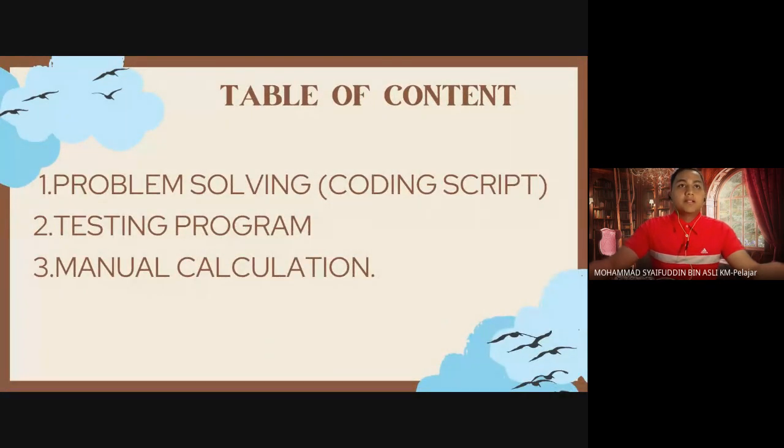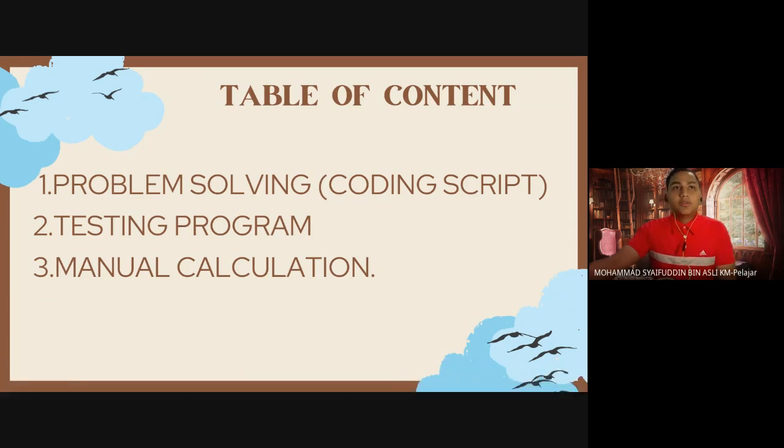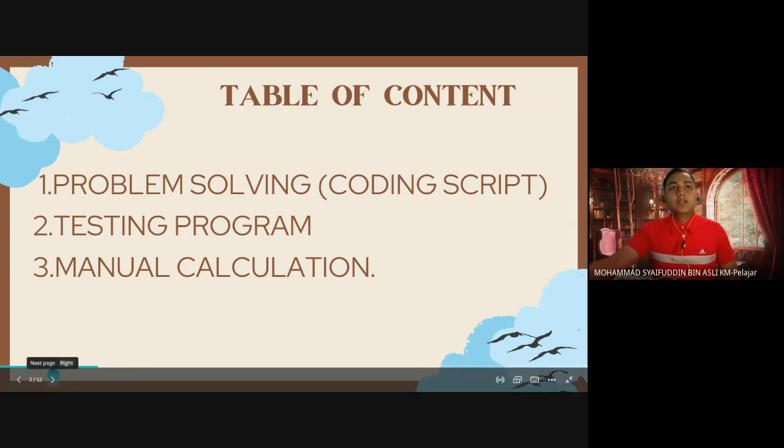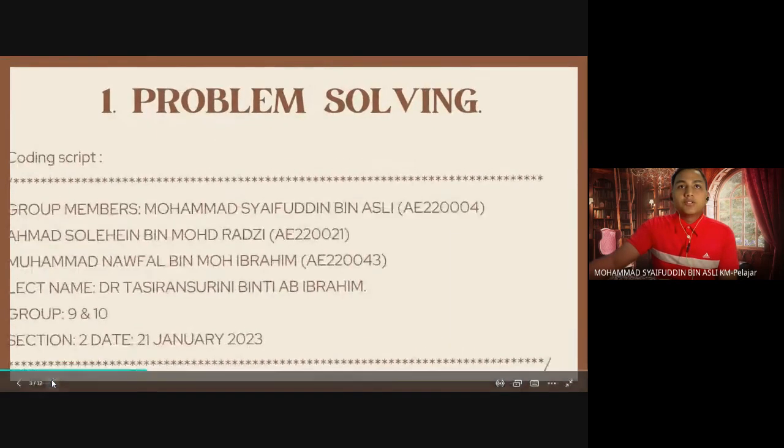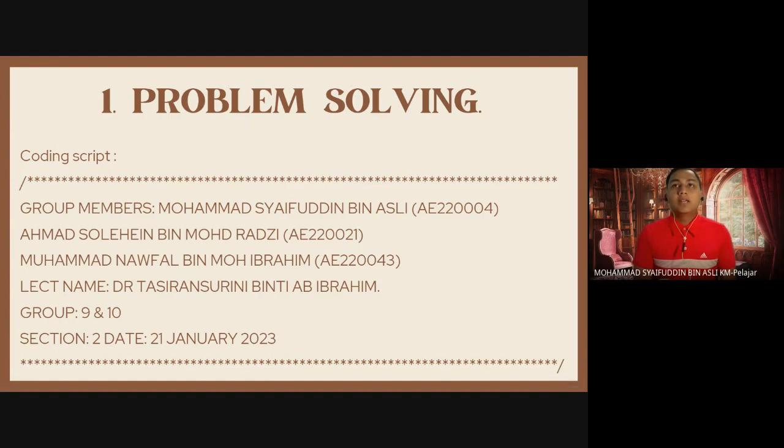Today, we will present about problem solving, the coding script that we have done, and we will test the program, and last but not least, the manual calculation to verify our coding formula is true. The program is where the client asks to calculate the voltage value V and the current value I. The resistor and the current value can be determined by the user. So this is our group coding.